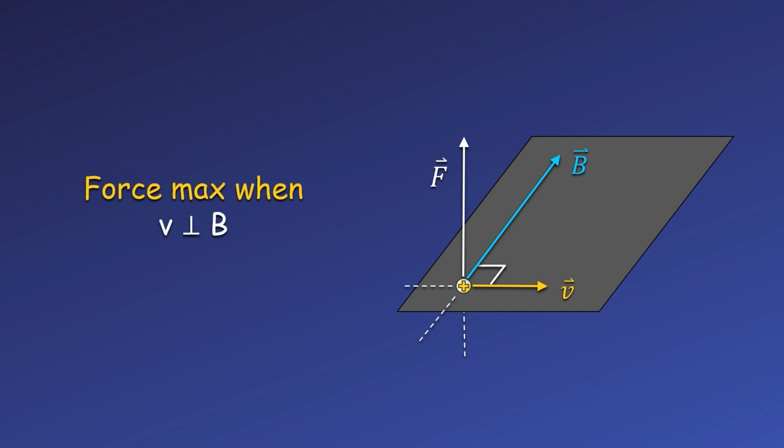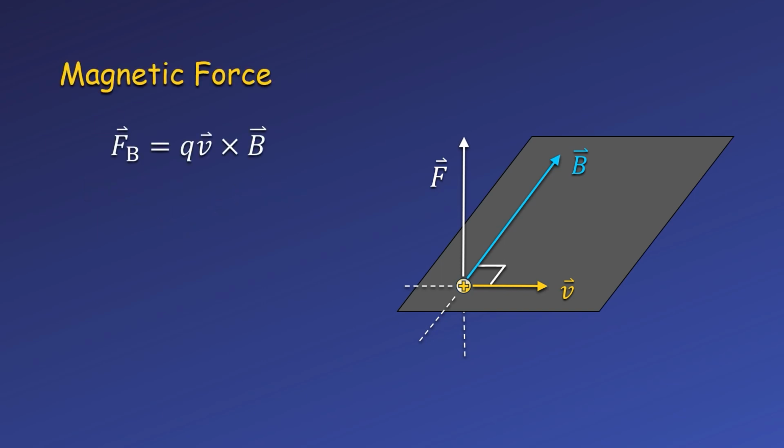the field. We can write this force quantitatively as the charge times the cross product of the velocity with the magnetic field. Or if you're not familiar with cross products, the magnitude of this force is given by qvB times sine of the angle phi, where phi is the angle between the velocity and the magnetic field vectors when they're drawn from the same point. Then the direction can be found just by using the right-hand rule.